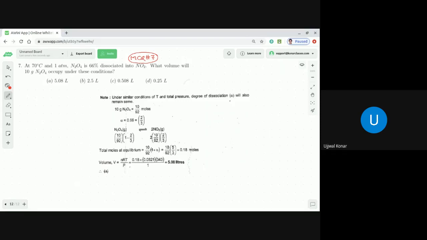Once we find the total moles at equilibrium, we can find the volume by leveraging the formula PV equals nRT. So V is equal to nRT by P, where P is 1, n you already found out, and R and T you are aware of. Correct, no? Only here the question was, what is the number of moles at equilibrium? Correct or not? Dear Tejas? Yes, sir. I got it. Okay.